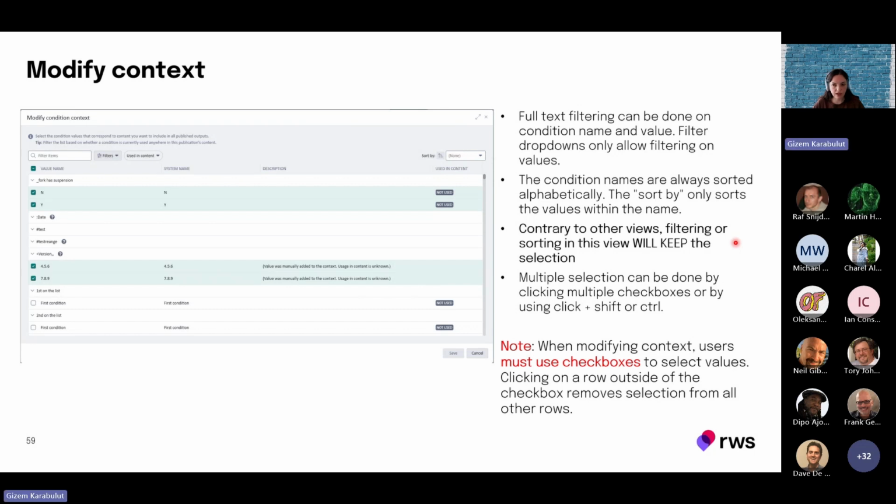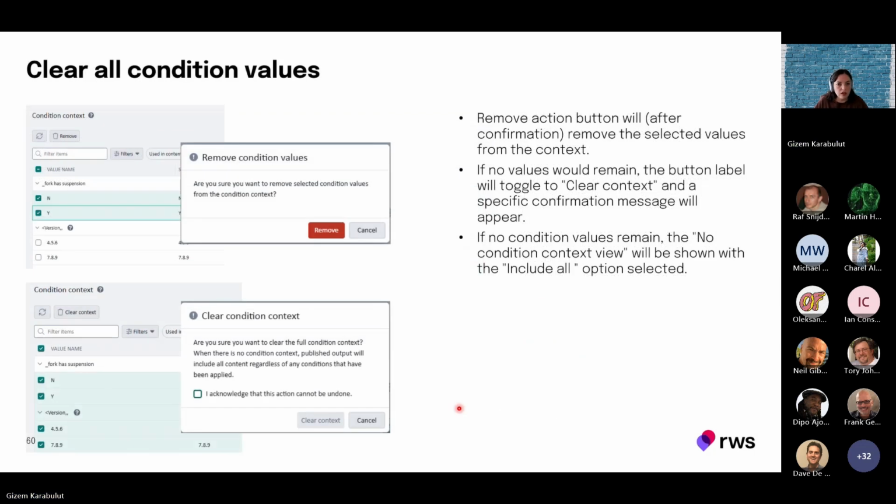Here, if the user selects another value, an important reminder for the multi-select: the user needs to click the checkboxes and not the rows, because if they click the row, then it deselects the previous condition. So the checkboxes need to be used for the multi-select. And from the context, the user can remove condition values one by one, but if they select all, then we display a confirmation dialog. Then it will clear the context, and the output will include all content regardless of the conditions. So the user needs to be informed about the consequence of deleting the condition context.